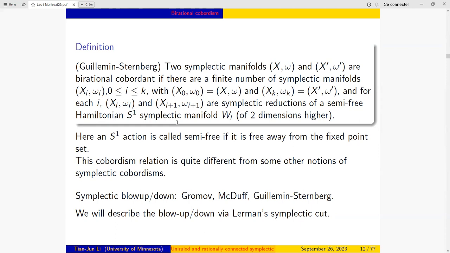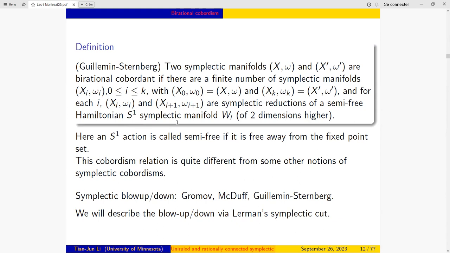Again, I think this is in the late 80s, by Guillemin and Sternberg. This is related to comparing symplectic quotients and GIT. They were inspired by that. So they have a paper called Birational Equivalence in the Symplectic Category. In that paper, they formally introduced the notion of birational cobordism.